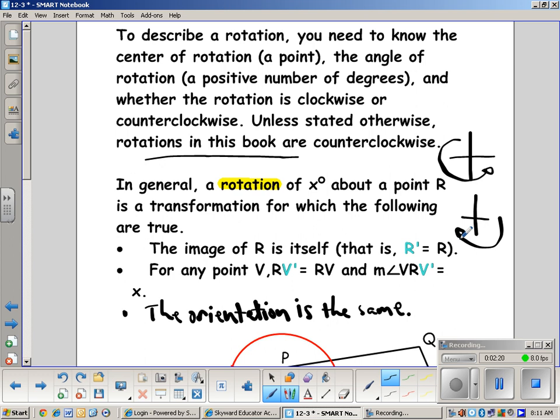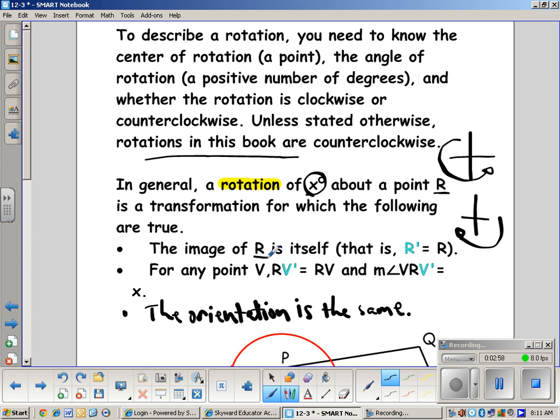Okay? So in general, a rotation of x degrees about a point R is a transformation in which the following are true. So we're rotating x degrees around the point R. And so when we do that, the image of R is itself. So if R is our point of rotation, so everything's rotating around R, then R won't move. Everything else will move around R, but R will stay still.